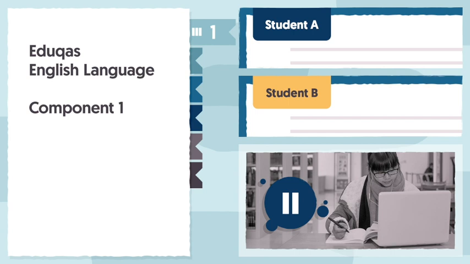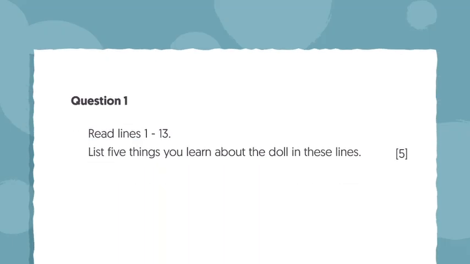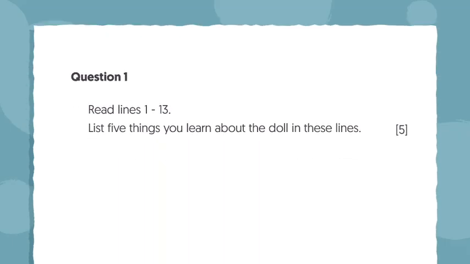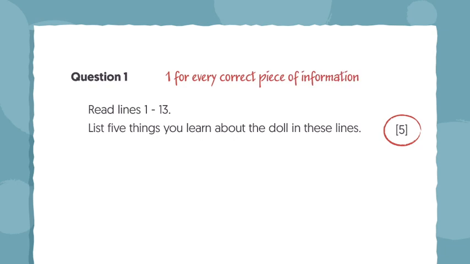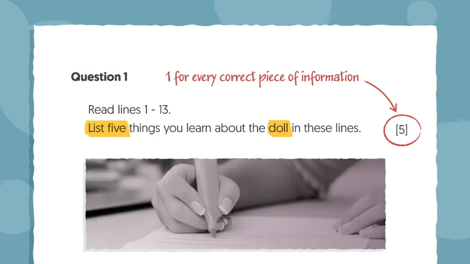So, let's get started. The question we're going to be focusing on here asks you to read lines 1 to 13 of the text and list 5 things you learn about the doll in these lines. There are 5 marks available, 1 for every correct piece of information. Our keywords here are list, 5, and doll. Remember, highlighting them is a good way to keep you focused.